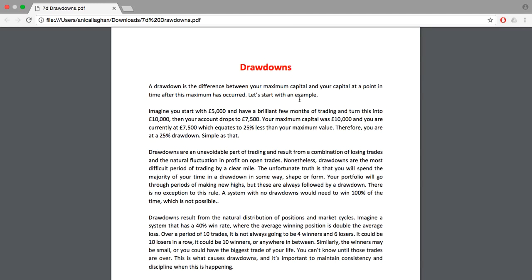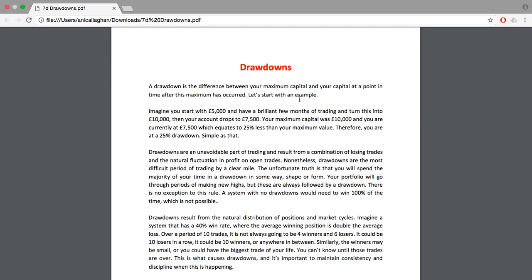So if you don't know what a drawdown is, it's the difference between your maximum capital and where you are in this period. Let's go through a scenario where you start with £5,000, for example, and you turn that into £10,000, so you've doubled your account, you've done very well, and then you start to lose some money, so you go back to £7,500, for example. Now your maximum capital is at 10,000, but now you've got 7,500, that's 25% less. So you're at 25% drawdown. It's as simple as that.